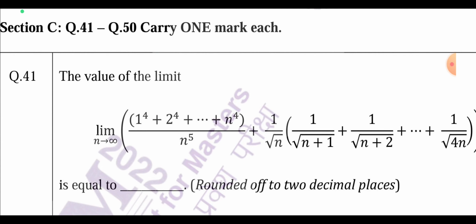Inside the bigger bracket you see two parts. In the first part, you see power 4 in the numerator, and in the other part you see a square root. Accordingly, I will write a compact form for this limit, and see how I write.